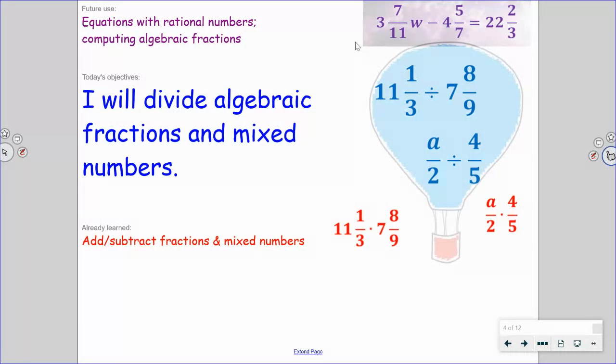Why is that needed? Of course, you'll get to equations eventually where you've got to get rid of the constant term, but then how do we get rid of 3 and 7/11ths? We'll have to divide both sides by 3 and 7/11ths. Thus, you see where this skill will eventually be needed in more complicated equations.